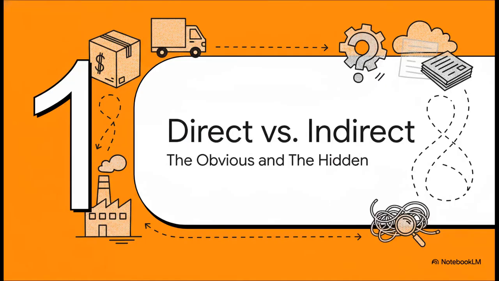Okay, so to find that true cost, we have to become detectives. We're looking for two kinds of clues. The costs that are sitting right there in plain sight and the ones that are kind of hidden in the background. In accounting speak, this is the big one. The difference between direct and indirect costs.